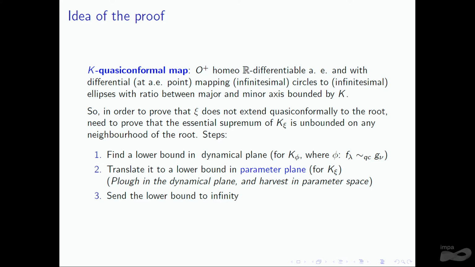And the way we did it is finding a lower bound in the dynamical plane for the conjugacy between two corresponding families of polynomial-like mappings, then doing a holomorphic motion argument in order to pass it to the parameter plane, and there sending the bound to infinity. The strategy of proving what you want in the dynamical plane and then doing a holomorphic motion to pass to the parameter plane is pretty standard in holomorphic dynamics.